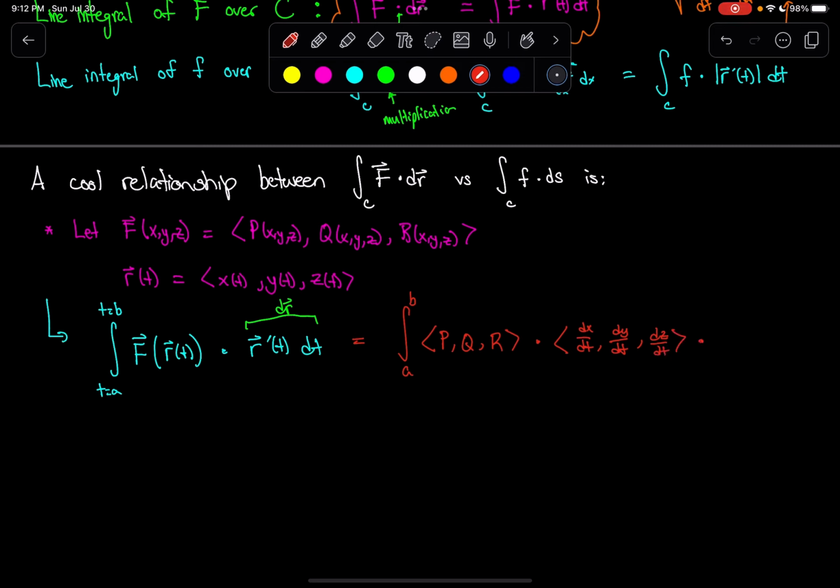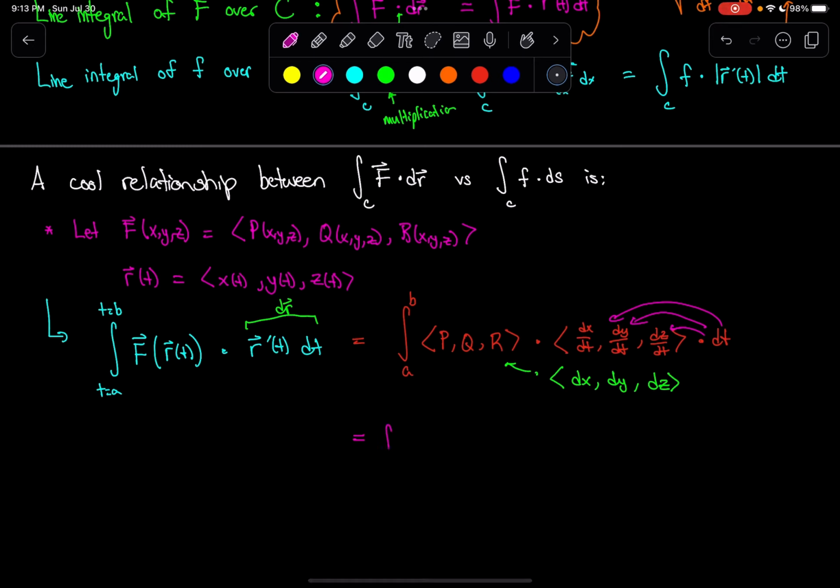And then we just have a dt on the outside from this remaining one. Now, what if we actually do this dot product, what do we actually get? Well, check this out. If I distribute this dt to all of these first, what am I going to get here? This last vector just becomes dx, dy, dz. So when I do this dot product with the vector field, what am I going to get?